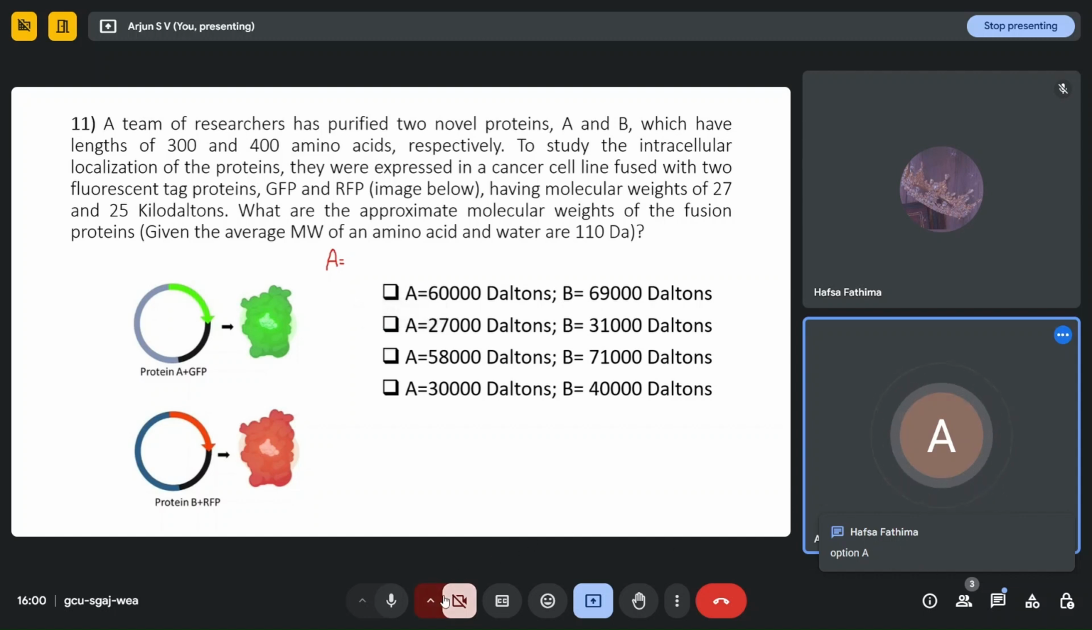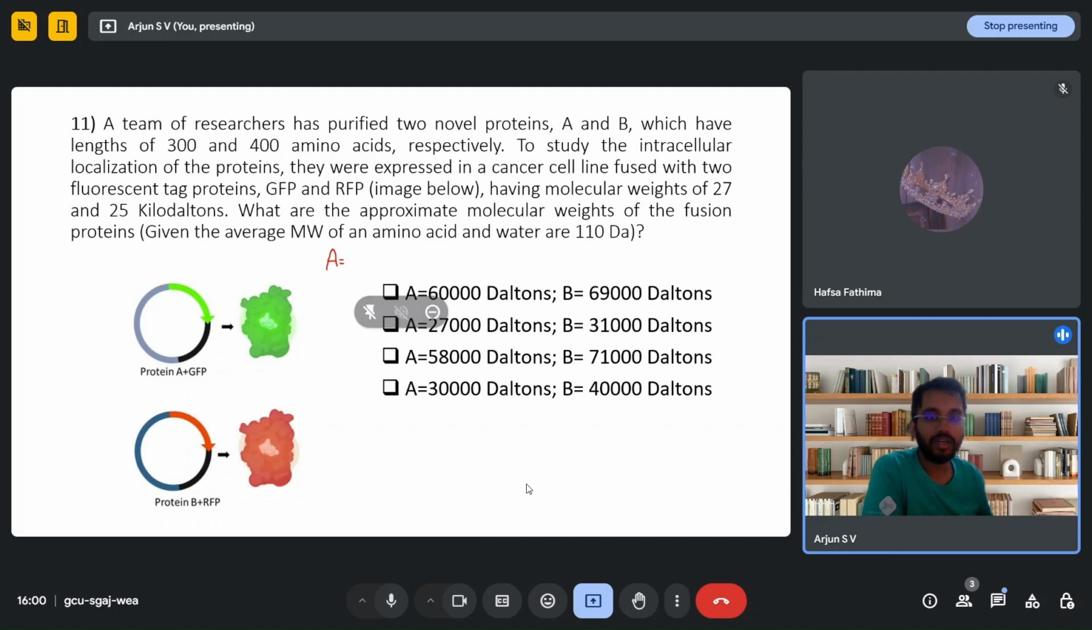So, option A. I think that is the correct answer, anyways. But we'll try to solve it.